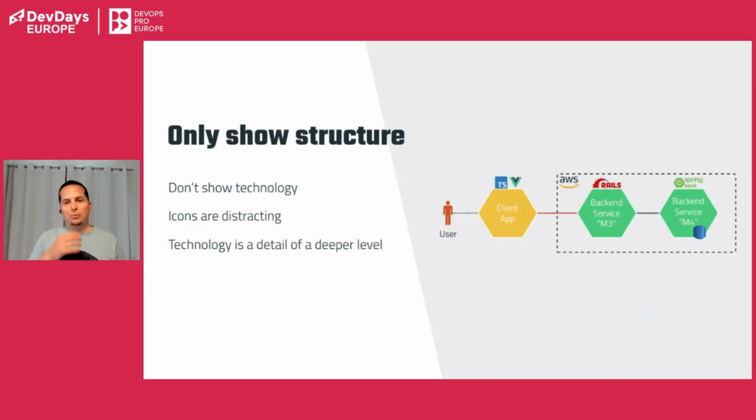And the last thing that I like to avoid, and this is something that we fall into easily, is to add technology icons because they look great. But I think they are distracting. Because if I showed you this diagram sooner, I think the first thing that you would have looked at were the icons and not the actual structure of the system. So again, technology choices are important, but they should be documented at some other level or a deeper level of the documentation, not on the overall structure.